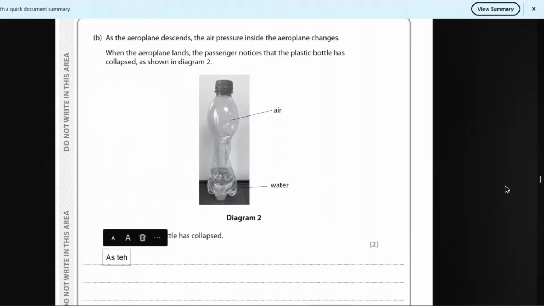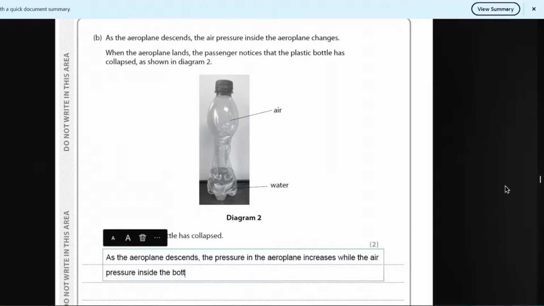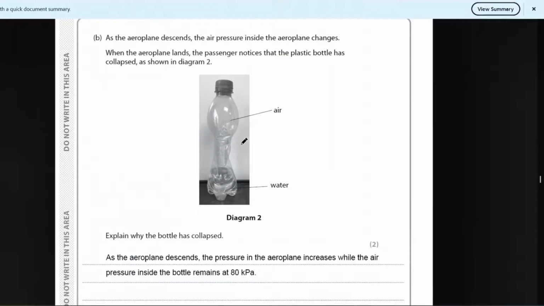So as the airplane descends, the air pressure in the airplane increases, while the air pressure inside the bottle remains at 80 kPa. So outside the bottle in the airplane, the pressure is higher than 80 kPa, but inside the bottle, the pressure is 80 kPa. So what will happen is that the greater air pressure outside the bottle will exert a resultant force on the bottle, and this will make the bottle collapse.